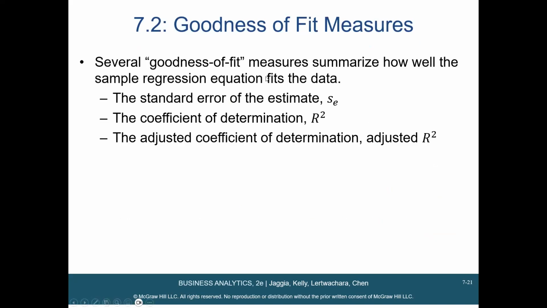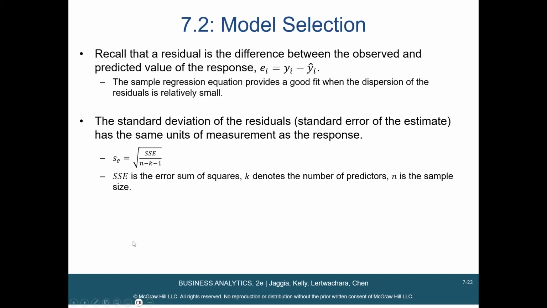Okay, so what are these goodness of fit measures? Basically, they do exactly what it says: how good is the fit of that model to the data? So there's the standard error of the estimate, given the notation S sub E, the coefficient of determination R squared, and the adjusted coefficient of determination, which we call the adjusted R squared. So let's get into this.